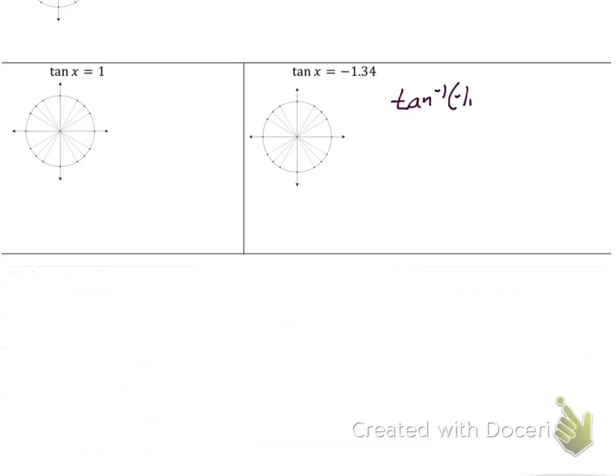inverse of negative 1.34. And I'm going to do it in degrees. I don't know what mode your calculator's in, but I'm going to do it in degrees. So our x is going to actually equal that. Just check to make sure you can put yours in degree mode, because you will have to use it. And make sure you can get negative 53.3 degrees.